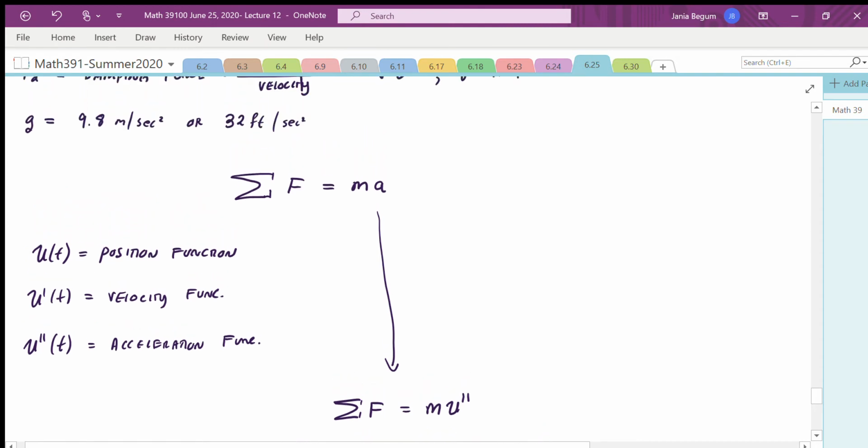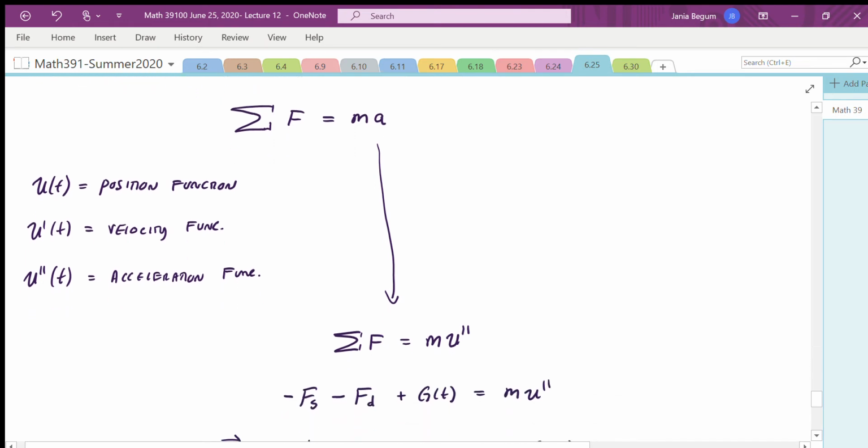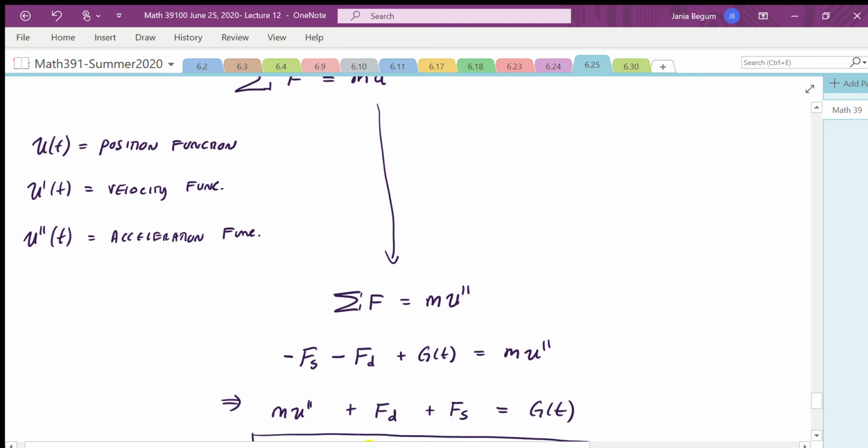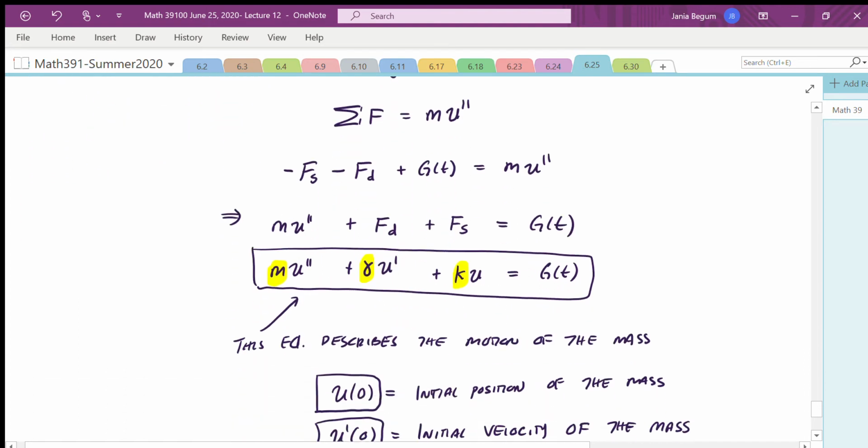And then what are the forces acting on the system? Well, we said we have a spring force that's pulling the spring upward, so it's negative. We have a damping force that's also acting against gravity upward, and then we might have some external force, that's G of t. Putting all of these together in a nice formula, moving Fs to the other side, moving Fd to the other side, we have mu double prime plus Fd plus Fs equal to some function G of t. And then we redefine what is the external force, what is the spring force, and what is the damping force. So that's when we came up with this formula.